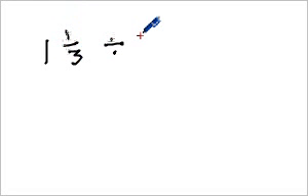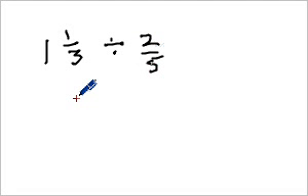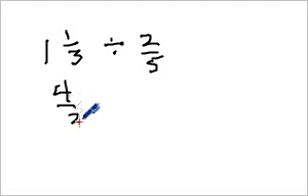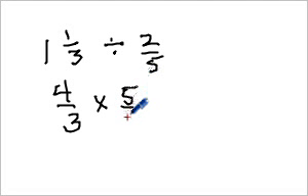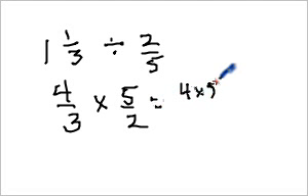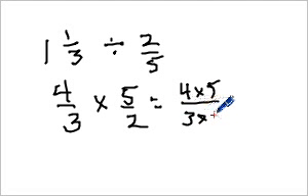Let's take a look at one more division question. I'll divide 1 and 1/3 by 2/5. To change it to a multiplication question, first I'm going to take this number and change it to an improper fraction. I know that it's 1 times 3 plus 1, 4/3. I'm changing it to a multiplication question, so I'm going to have to change this to the reciprocal, which we sometimes say we invert. It becomes 5/2. We can write out our multiplication question, 4 times 5 over 3 times 2.